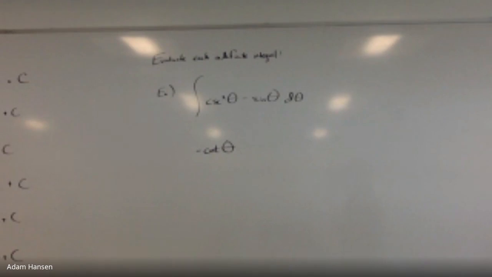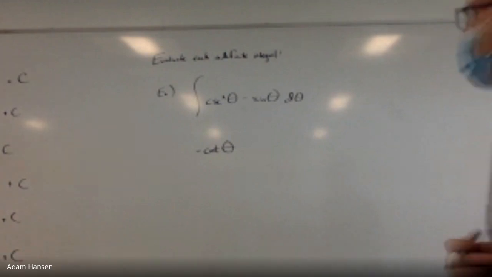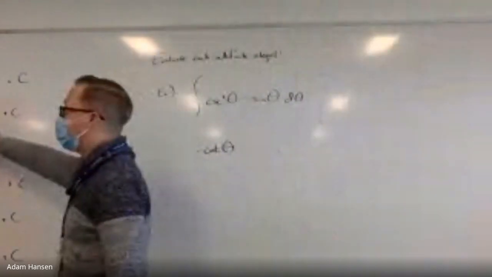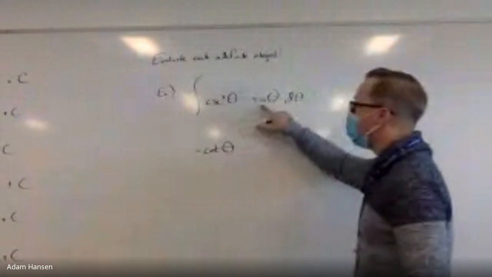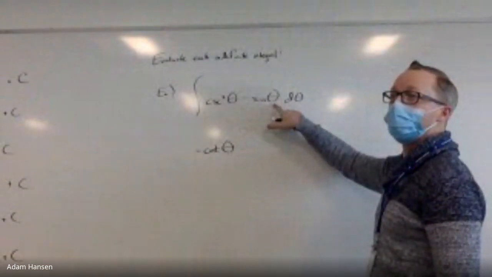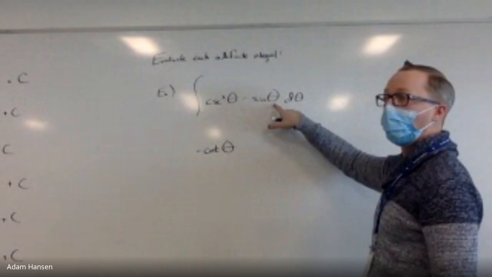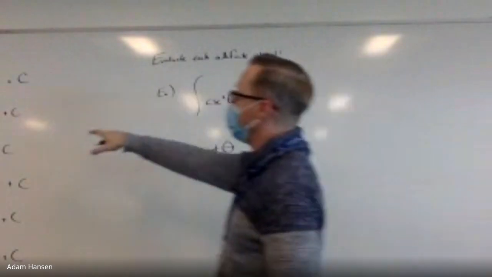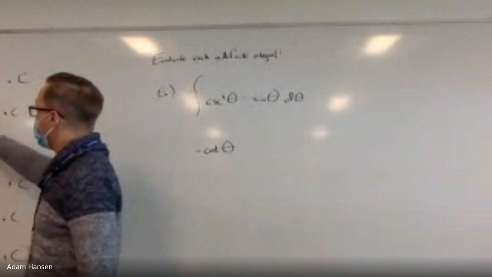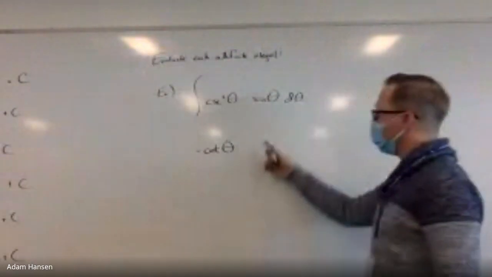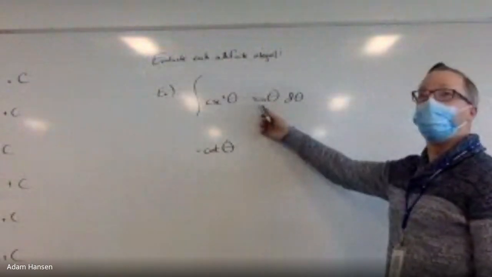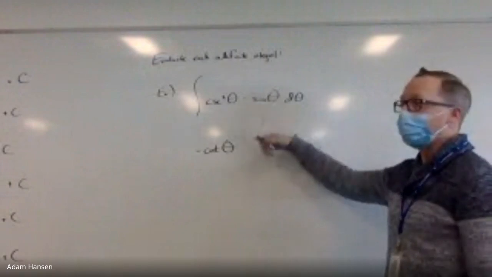All right, next up, minus the antiderivative of sine theta d theta. I know the antiderivative of sine is negative cosine. What would the antiderivative of negative sine be? Careful with the negatives. If positive sine has antiderivative negative cosine, what's the antiderivative of negative sine theta? Positive cosine. You just have to flip the signs.